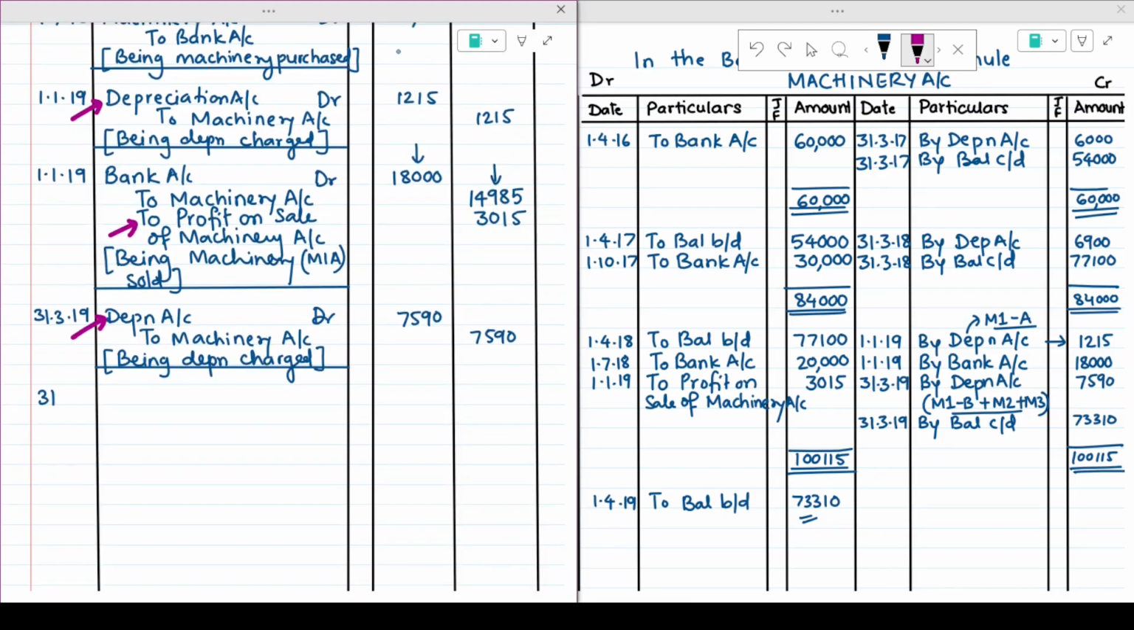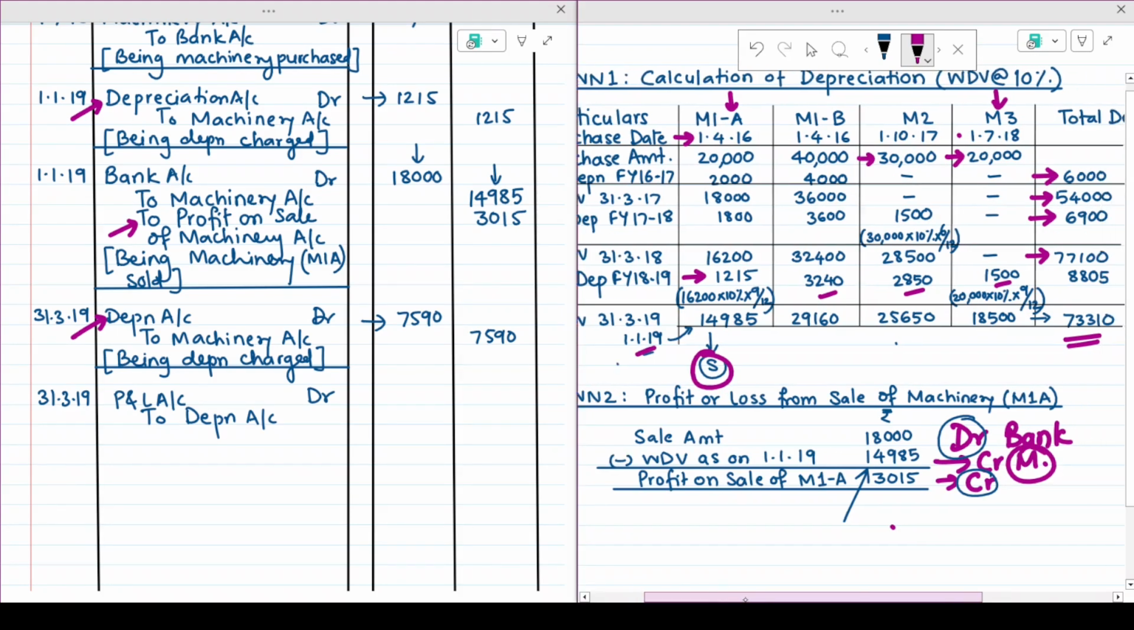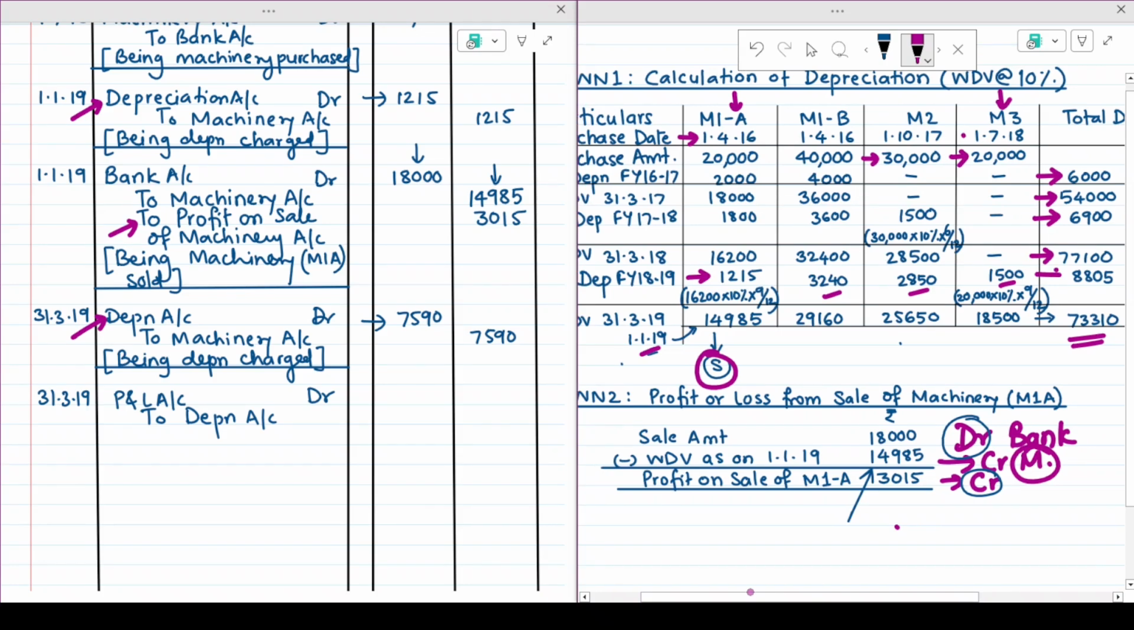So on last day, since depreciation account is debited, we will debit P&L account. P&L account debit to depreciation account. And since we are passing just one entry, we will take the total of 1,215 and 7,590. That is the total we have in our working, right? 8,805, being balance of depreciation transferred to profit and loss account.